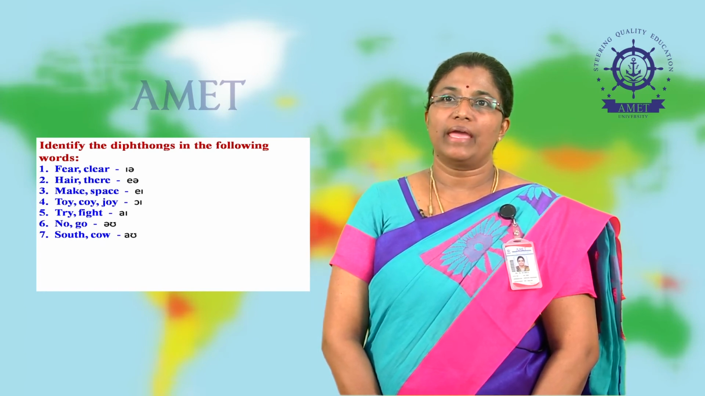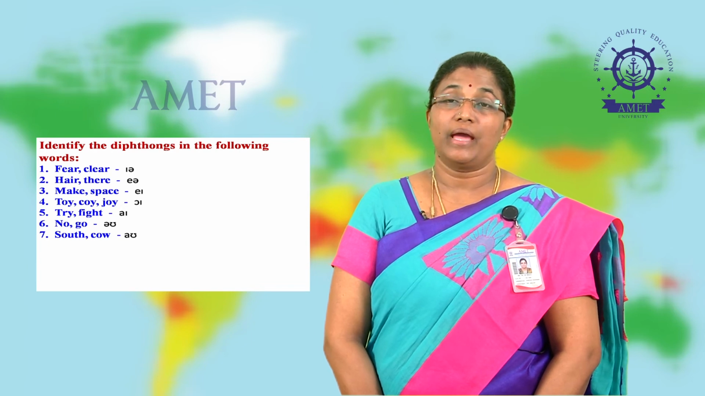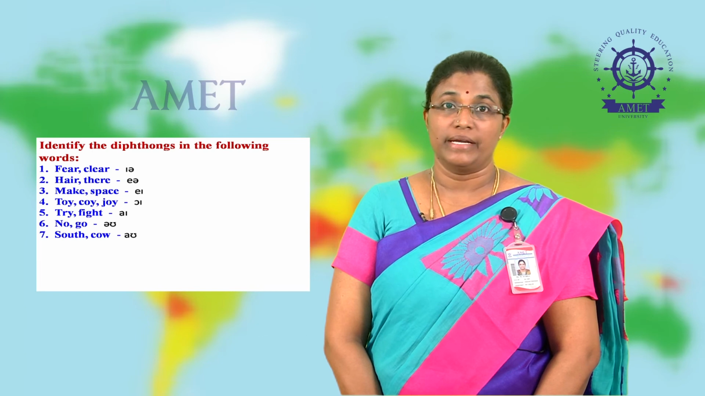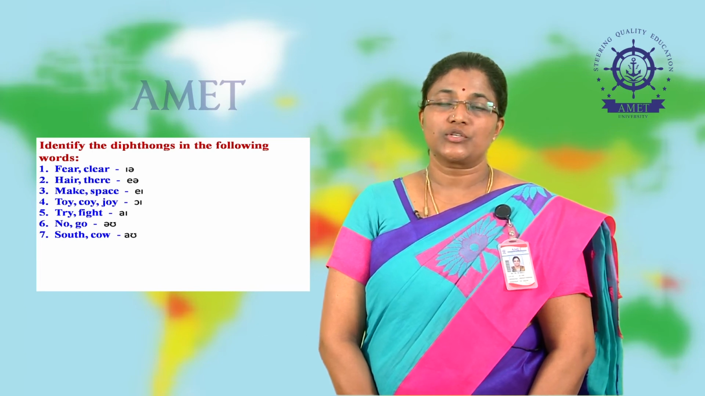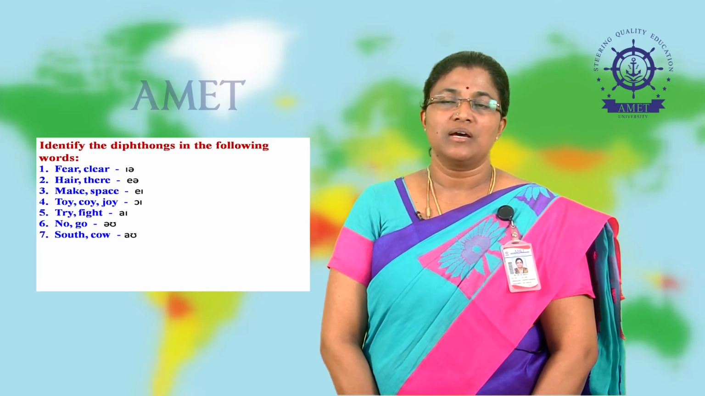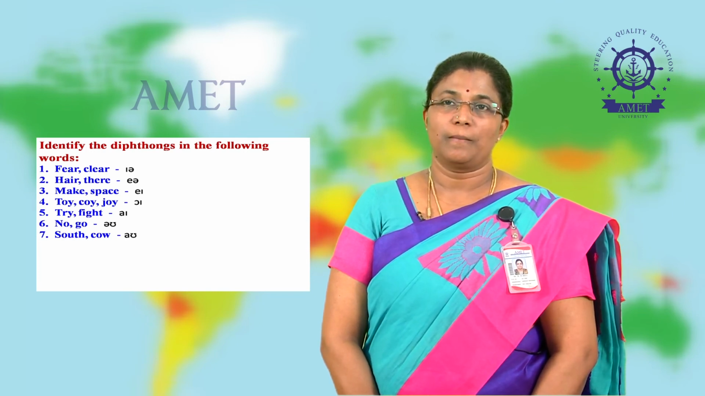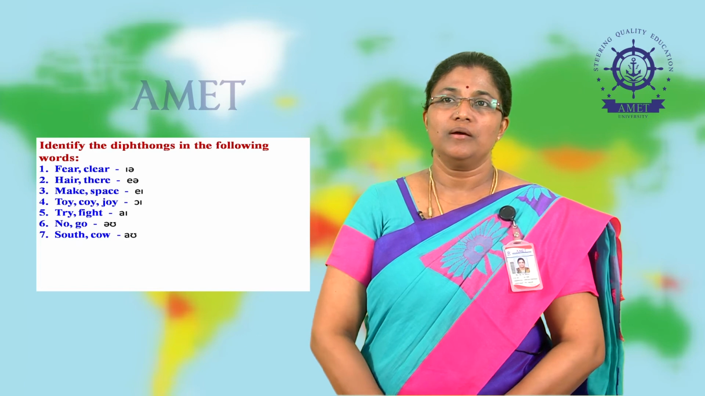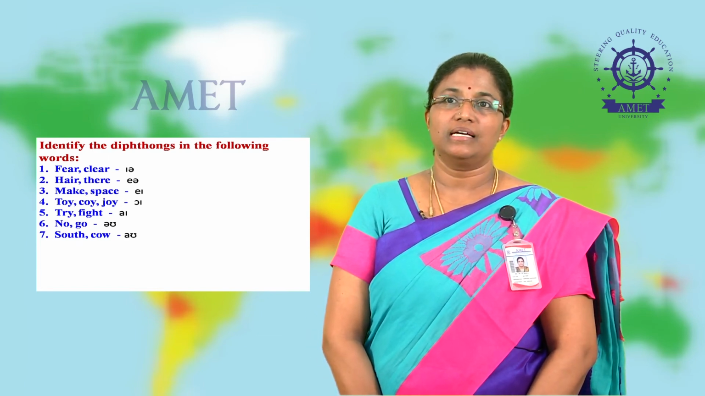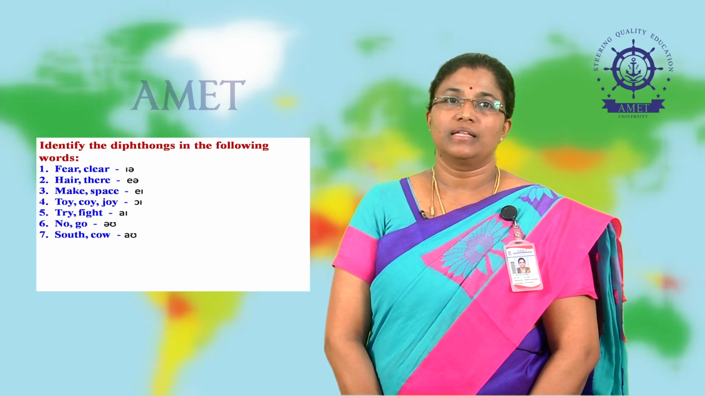Third pair, make, space. Make has a sound that should not be pronounced as make, made. It is not the actual proper English pronunciation. It should be pronounced as make, made. Okay. So, here in make and space, you can get the sound a.